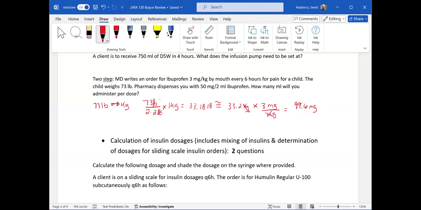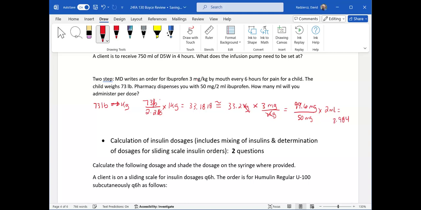So if you like to do the ordered over available, this is a perfect time to do that. So I'm going to throw that in here. I'm going to divide by 50, multiply by 2, and then I'm going to get 3.984 as my answer. So you're going to tell mom to give... it says it's 3.984.